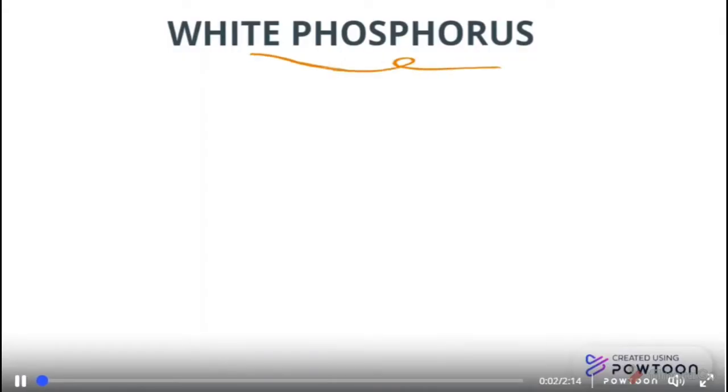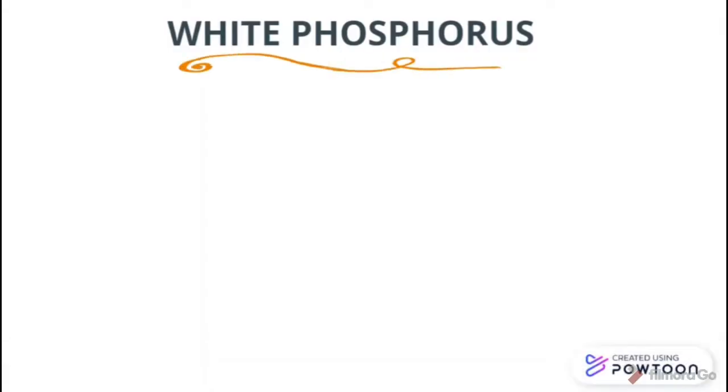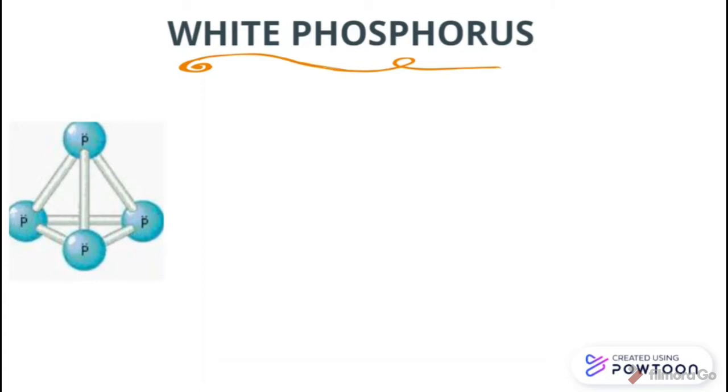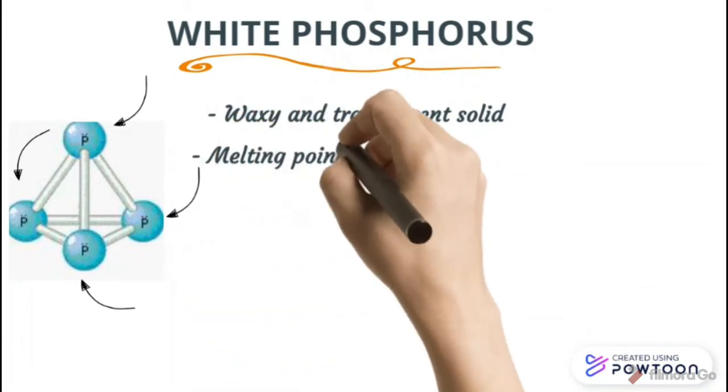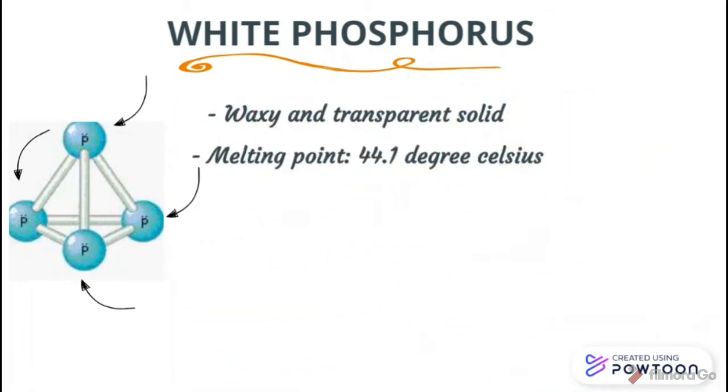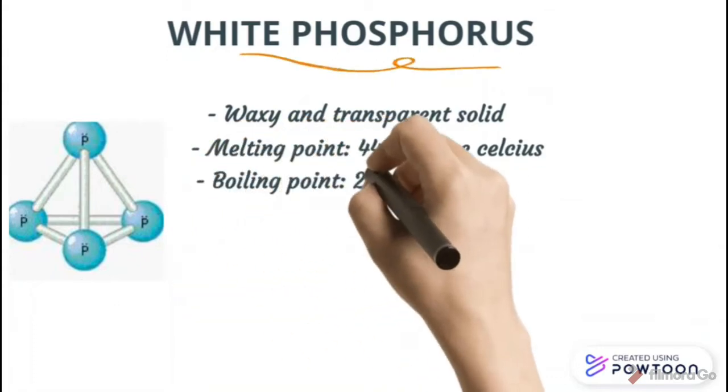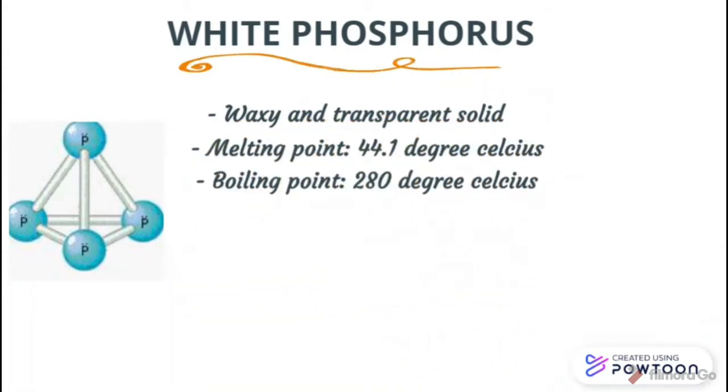Firstly, we will discuss about the physical properties in white phosphorus. This is the structure of white phosphorus. White phosphorus exists as molecules made up of 4 atoms in a tetrahedral structure. It is a waxy and transparent solid that quickly becomes yellow when exposed to light. It has a melting point at 44.1 degrees Celsius, and it has a boiling point at 280 degrees Celsius.